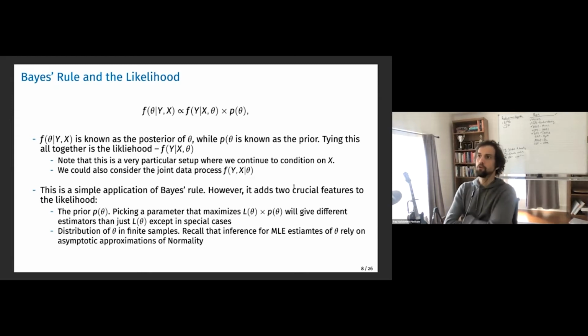So basically, the three pieces you have are the posterior of theta, the prior on theta, and the likelihood on theta as well. So what does this add to our previous conversations talking about the likelihood? Well, it adds two crucial features. The first is it adds the prior. So picking a parameter that maximizes the likelihood multiplied by the prior will give a different estimator than just maximizing the likelihood, except in extremely special cases. We'll talk about that in just a second.